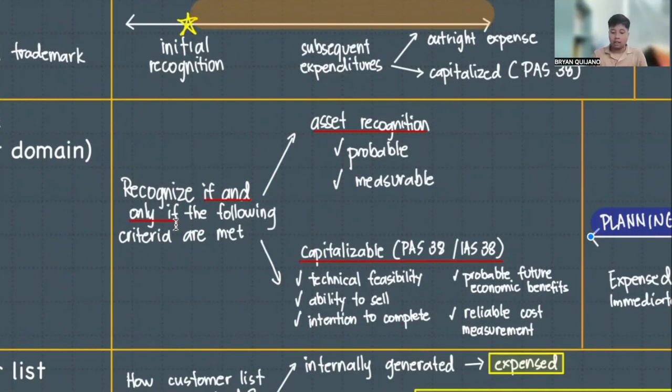Then the second one is these 5 requirements, you can see all of these requirements, again: technical feasibility, ability to sell, intention to complete, probable future economic benefits, and the cost can be measured reliably. Then this is the time that you will capitalize the cost and you will record. If one of these requirements is not met, then you will not record any cost as part of your intangible asset.